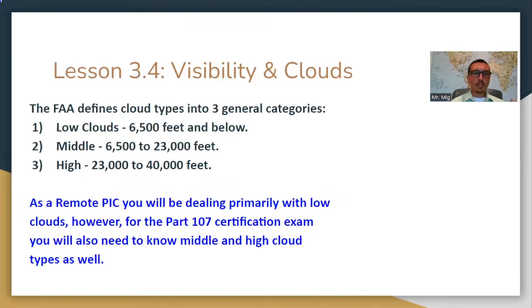Okay, the FAA defines cloud types into 3 general categories. We've got low clouds, middle clouds, and high clouds. Low clouds are 6,500 feet and below. Middle clouds are from 6,500 to 23,000 feet. And then your high clouds are way up there in the atmosphere. Places we should never be flying our UA. Really, we should only be flying in the low cloud area.